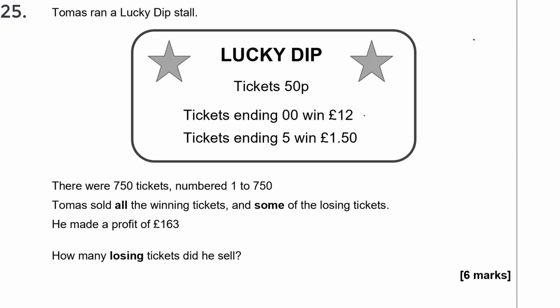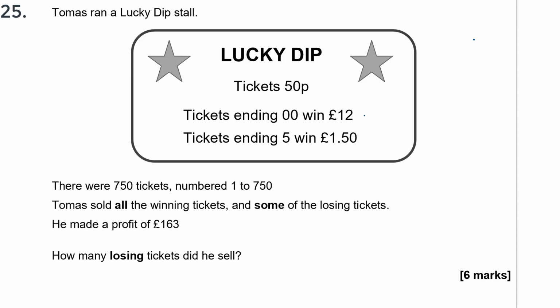Thomas ran a lucky dip stall. So he's got a lucky dip and he's selling tickets at 50p each. So I suppose he's got a bunch of tickets in the bag. People come along, give him 50p and pull a ticket out of the bag. Now if the ticket ends in 00, they win £12. If the ticket ends in a 5, they win £1.50. And there's some more information underneath.